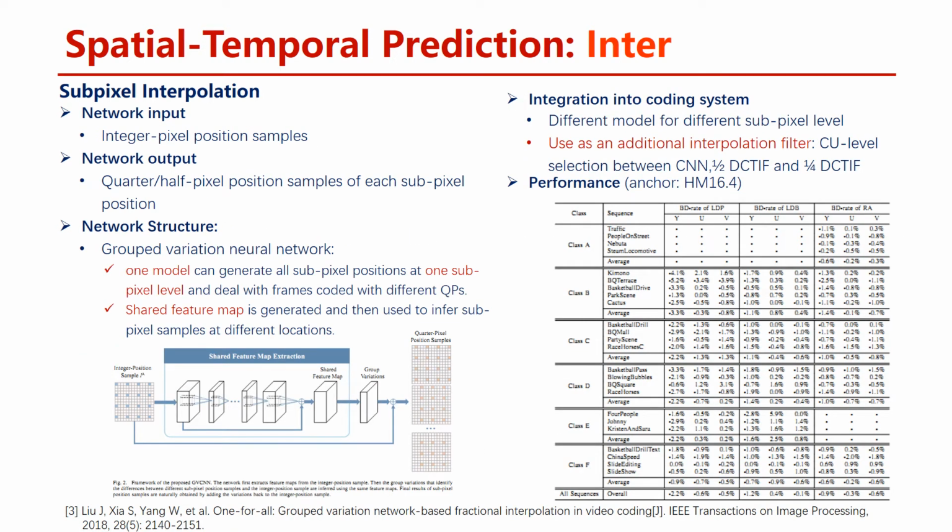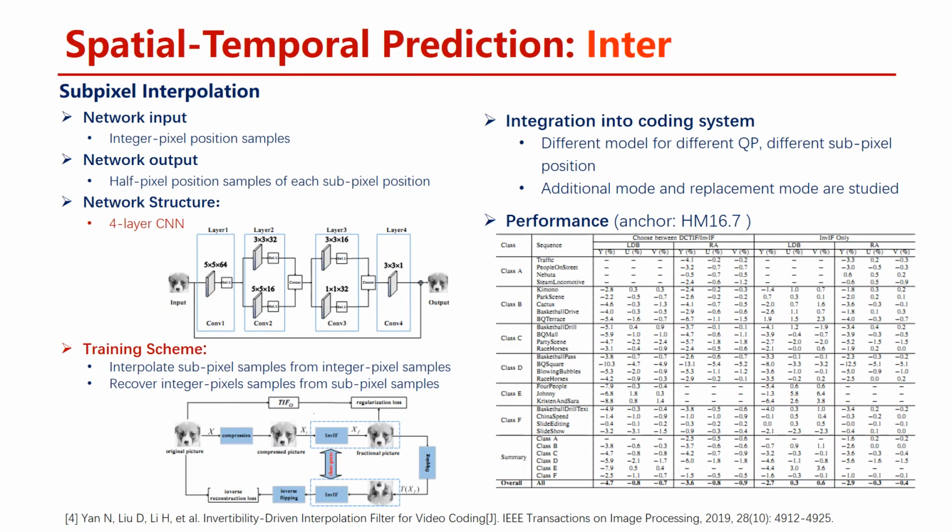While in this design, one model can generate pixels of different subpel positions by extracting a shared feature map and only one layer of network for variations of different subpel positions. Considering complexity, a less layered neural network is proposed. And to balance the performance, special training schemes are introduced.